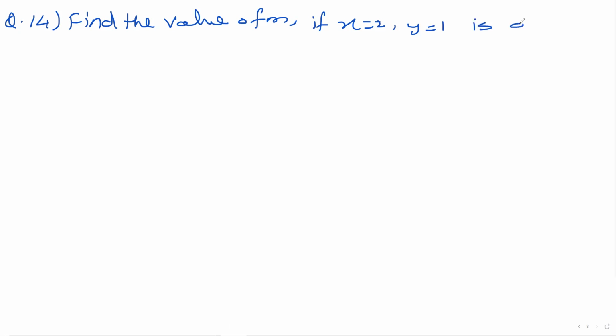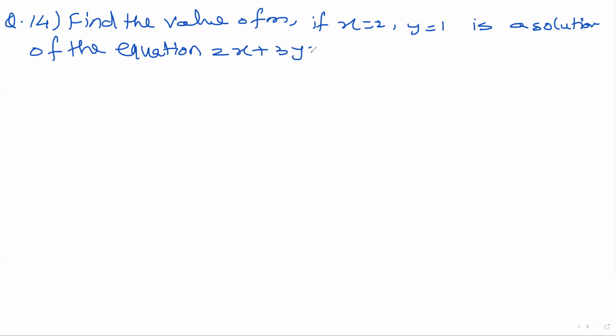Question 14. Find the value of the unknown m. If x is equal to 2, y is equal to 1 is a solution of the equation 2x plus 3y is equal to m.